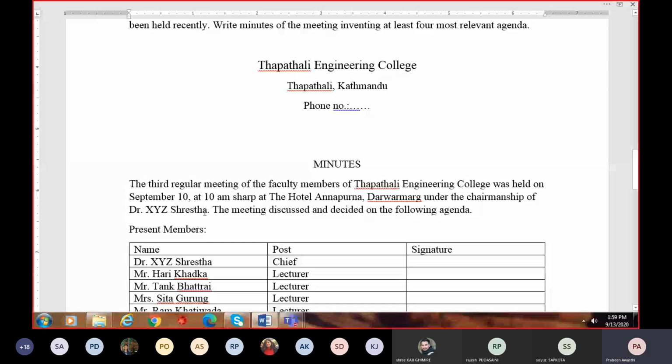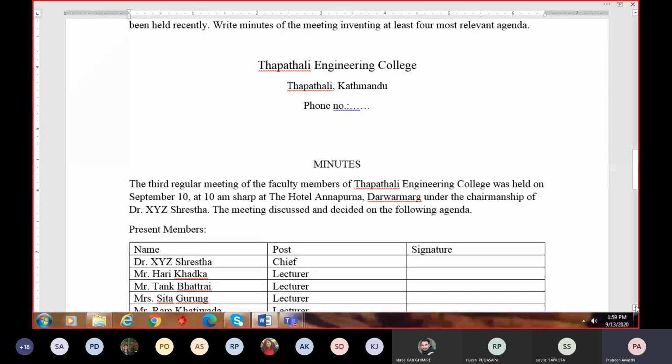The meeting discussed and decided on the following agenda. Right. So here you can make slide change. Members of the Thapathali Engineering College was held on September 10 from 10 a.m. to 5 p.m. at... in this way also you can go, right? Okay. Then that will be better.